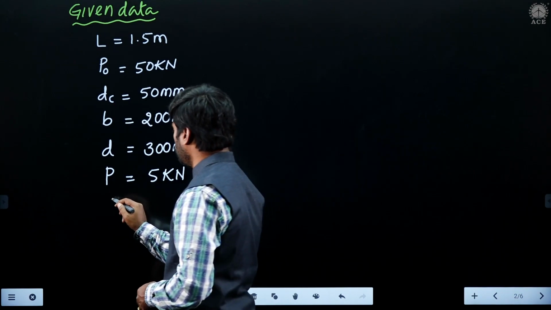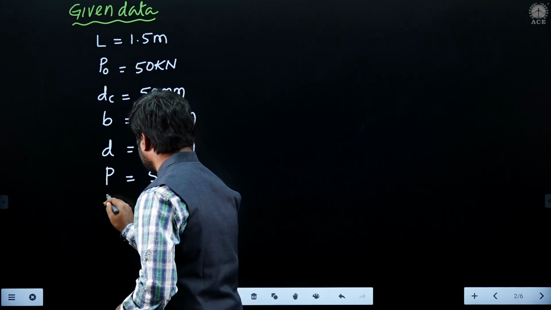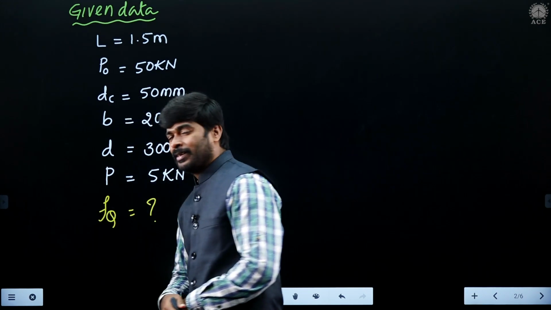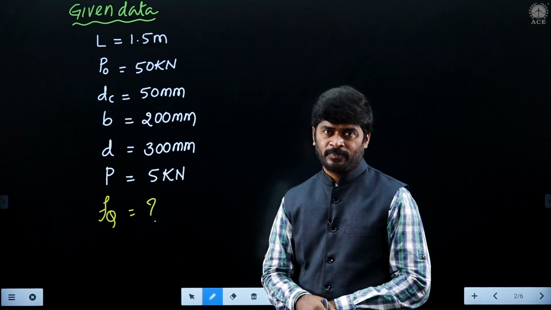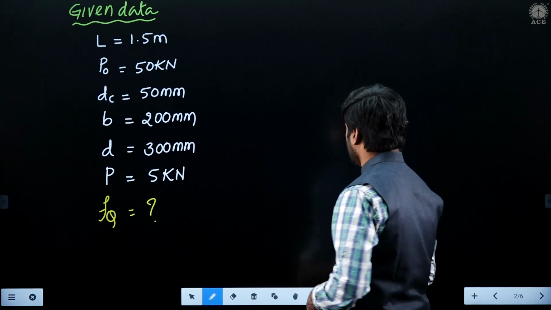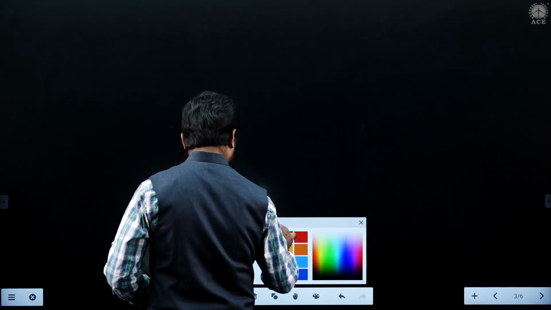Now we have to find out stress. We have to find out the stress at Q, that is at the top fiber, the resultant stress we want. Then how do we find it? Let us see the solution.